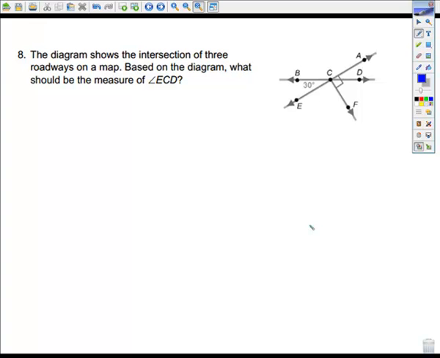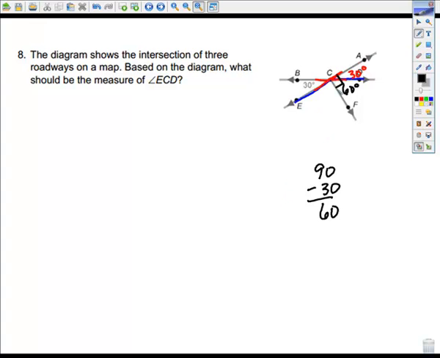All right, last one. Here we have a diagram showing the intersection of 3 roadways on a map. Based on the diagram, what should be the measure of angle ECD? And they give us that angle BCE is 30. Well, the vertical angle to 30 is right here. So I know that this angle is 30 degrees. That's not part of the angle I'm looking for. However, I do have a right angle here, so these are complements. So I'll take 90, subtract 30. So this is 60 degrees up here.